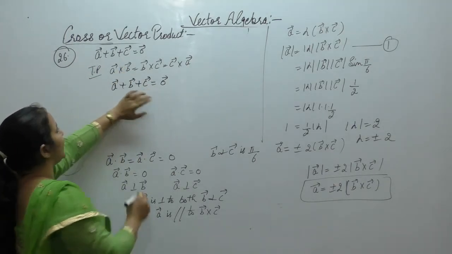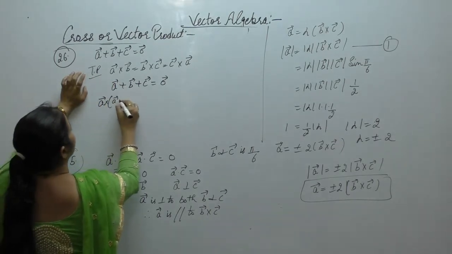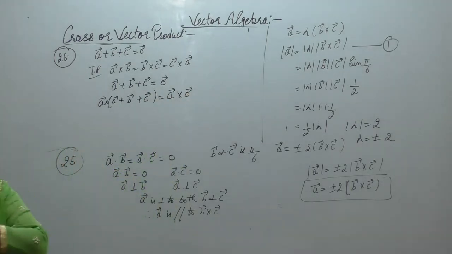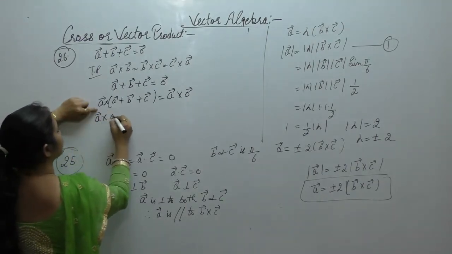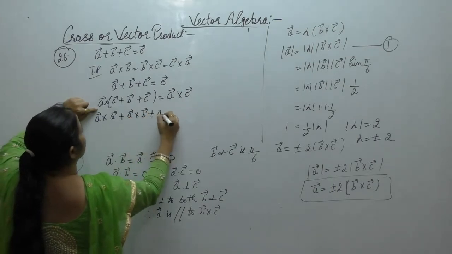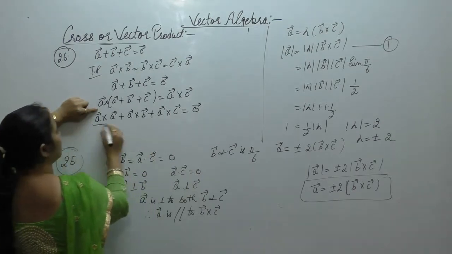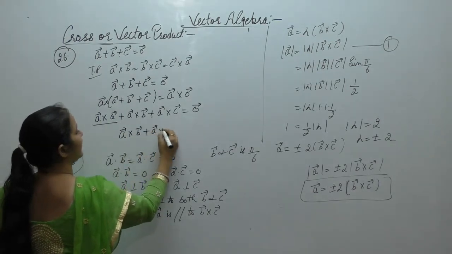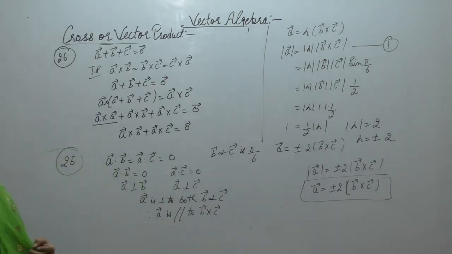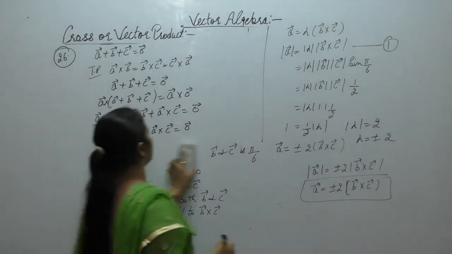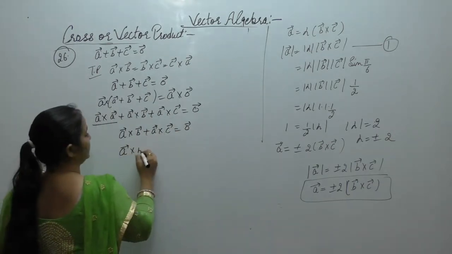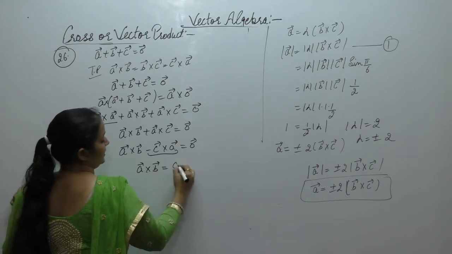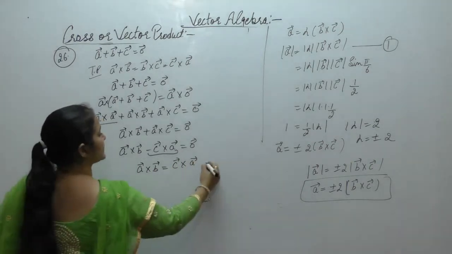First take the cross product with the vector A vector. A vector cross A plus B plus C vector is equal to A vector cross 0 vector. Open the bracket: A cross A, A cross B, A cross C. This is 0. We know that the cross product of the same vectors is 0. So we are left with A cross B plus A cross C is equal to 0 vector. We can write A cross C as negative of C cross A. When it goes on the right hand side, it becomes A cross B is equal to C cross A. Let this be equation 1.